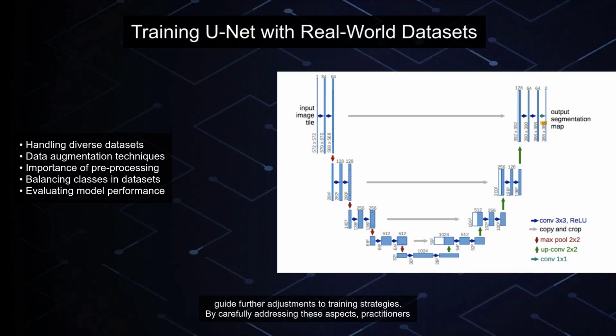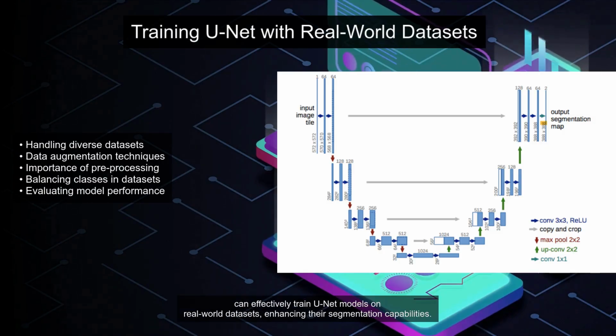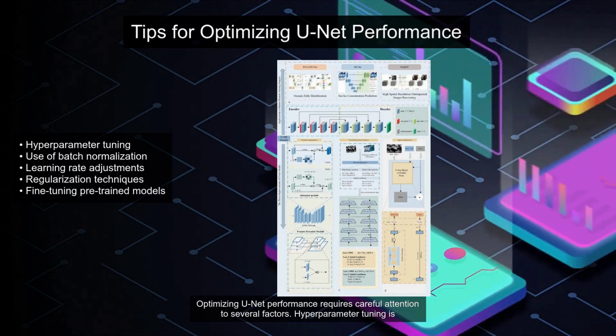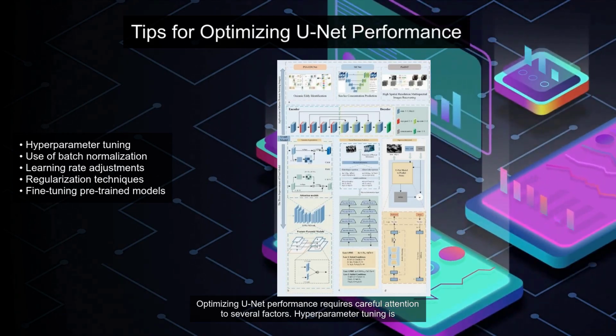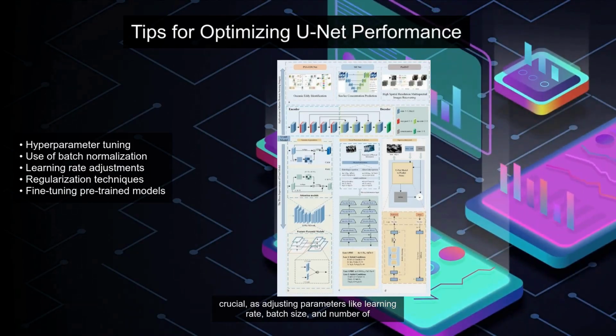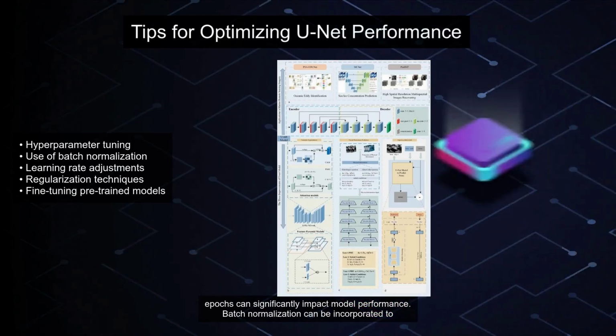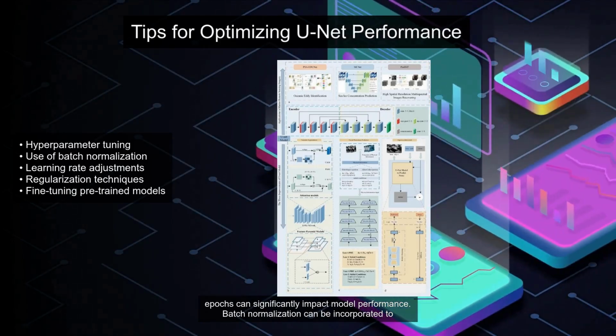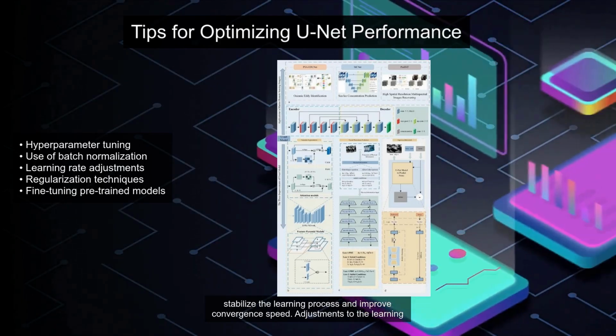By carefully addressing these aspects, practitioners can effectively train UNet models on real-world datasets, enhancing their segmentation capabilities. Optimizing UNet performance requires careful attention to several factors. Hyperparameter tuning is crucial, as adjusting parameters like learning rate, batch size, and number of epochs can significantly impact model performance. Batch normalization can be incorporated to stabilize the learning process and improve convergence speed.